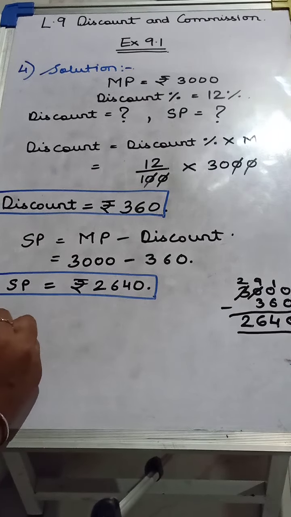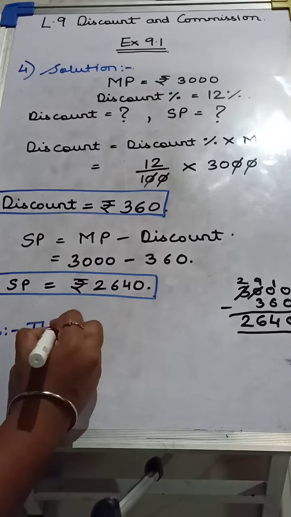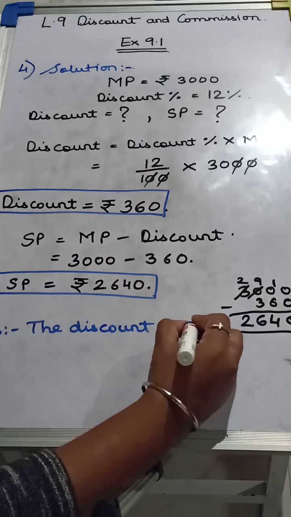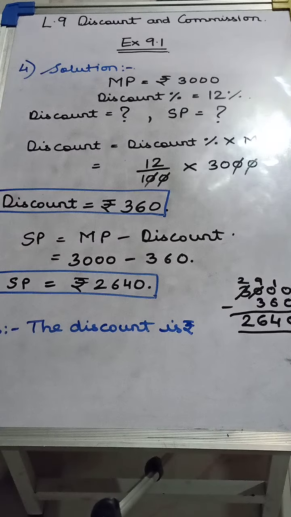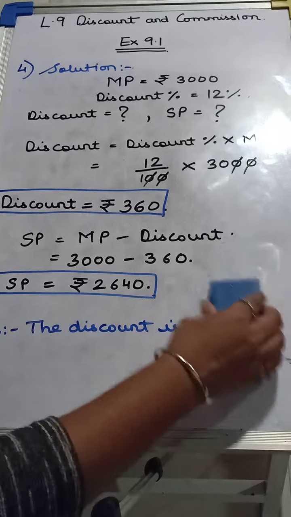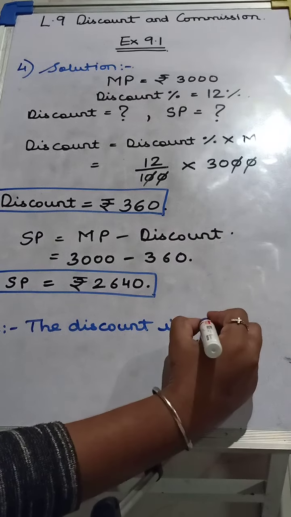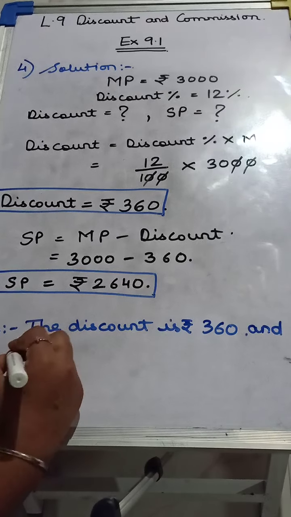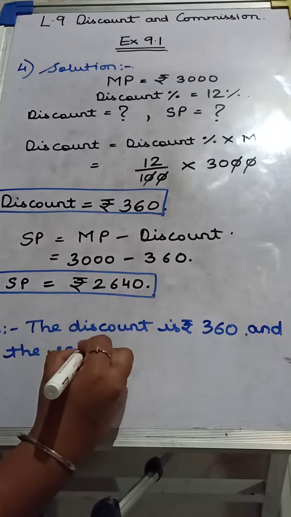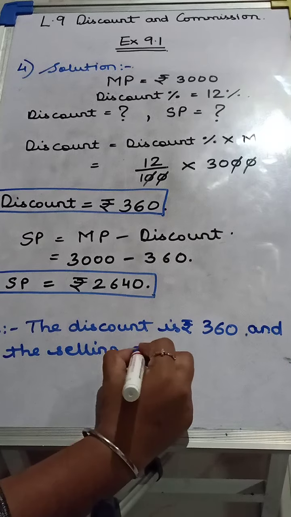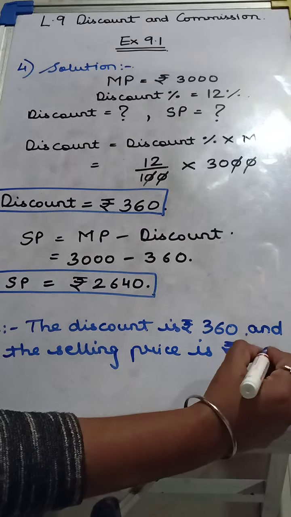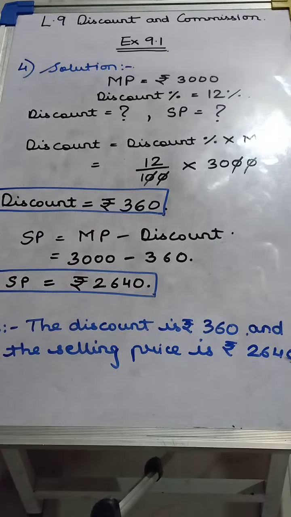So the final answer that you will write here is, the discount is rupees, I'll just erase the rough work, is rupees 360, and the selling price is rupees 2640.